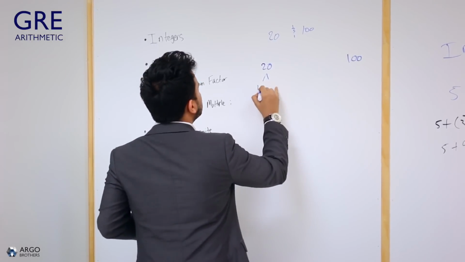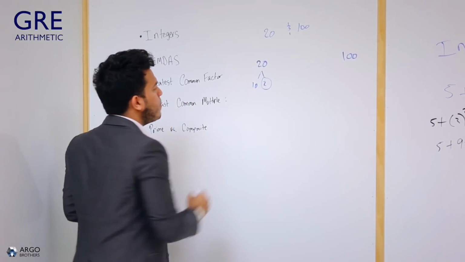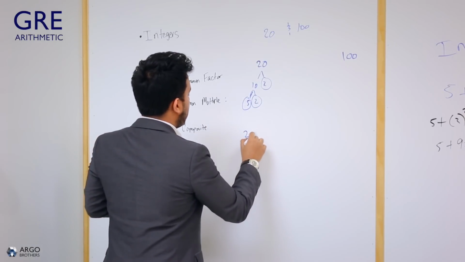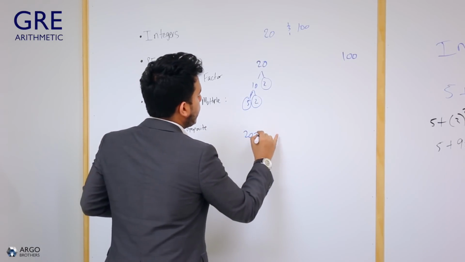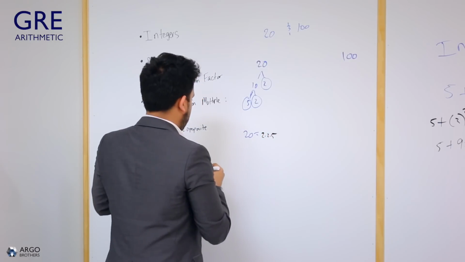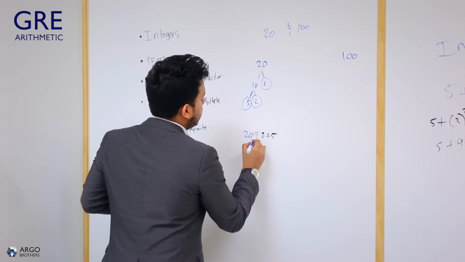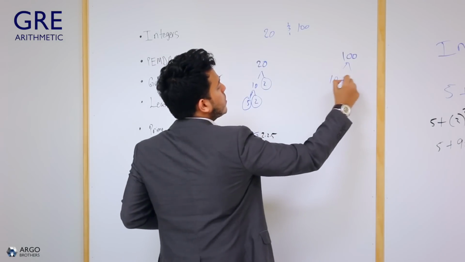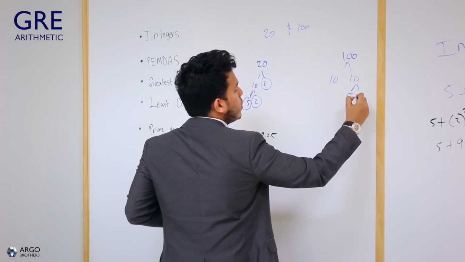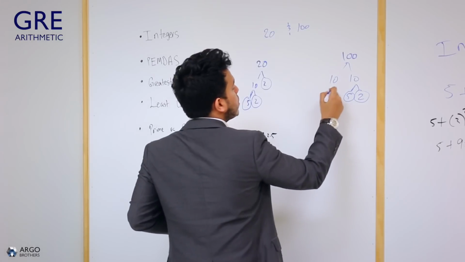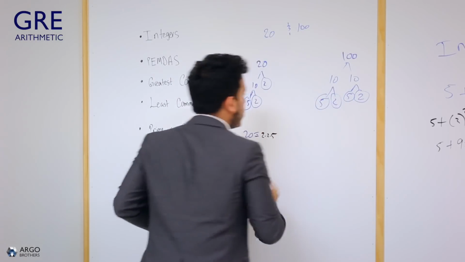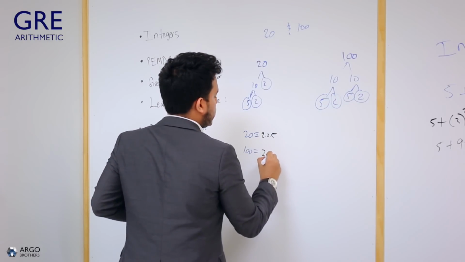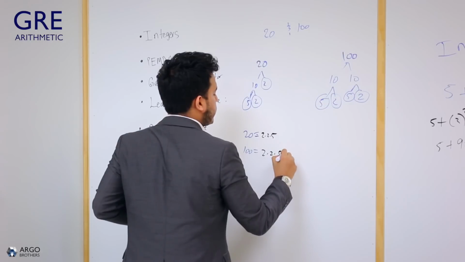So 20, I know 10 times 2 is 20. 2 is already a prime number. And then 5 times 2 is 10. Okay, what do I have here? So for 20, I have 2 times 2 times 5. And then for 100, what do I have? 100, well, I know 10 times 10 is 100. I know 5 times 2 is 10, and they're both prime numbers. And then 5 and 2. Okay, so I'll go ahead and list it out. I have 2 times 2 times 5 times 5.